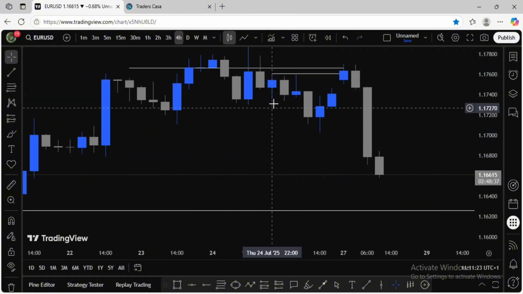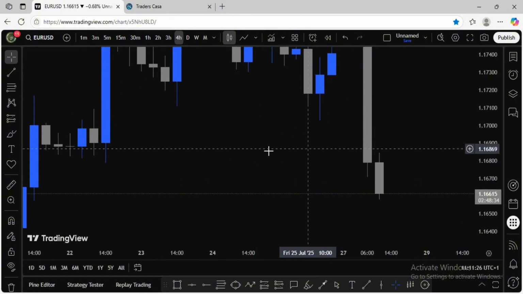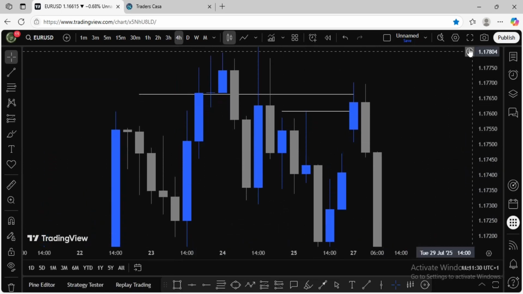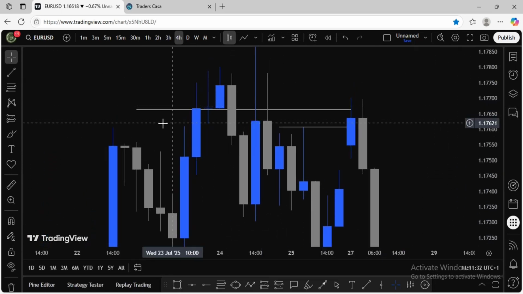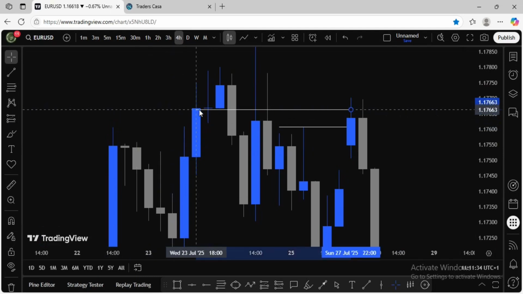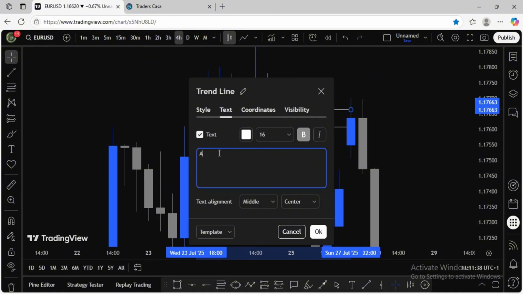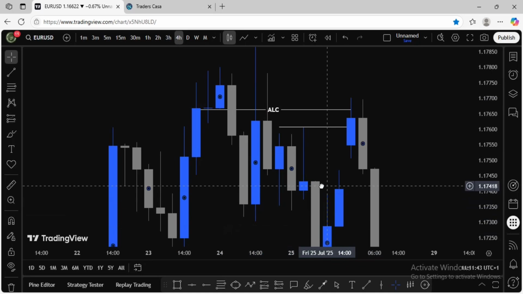I need to adjust these things over there. You can see, right? Let me adjust it a little bit so that they look fine, to keep the chart neat and simple. So I can just try ALC. Short form is alchemist. Yep.